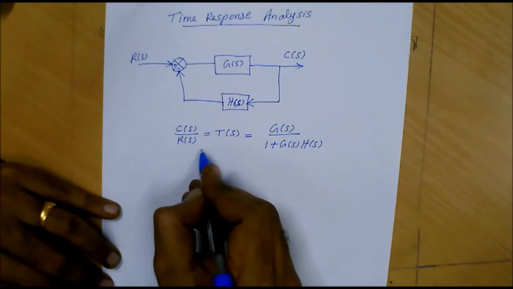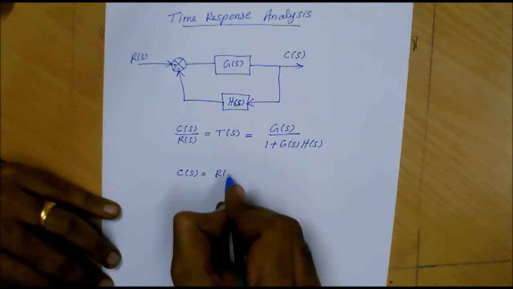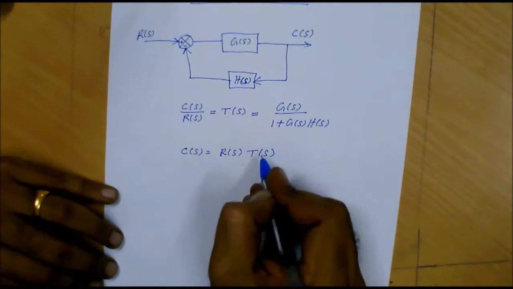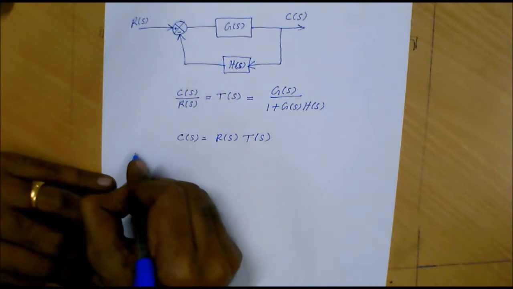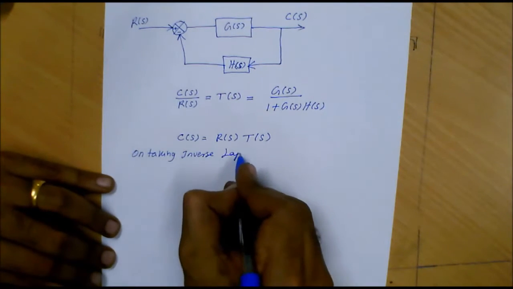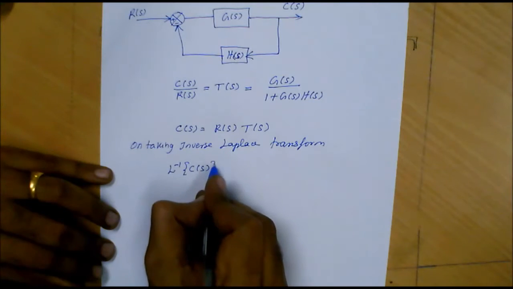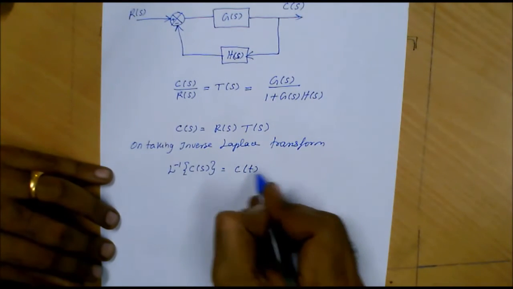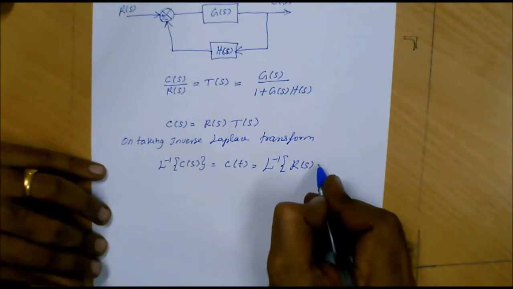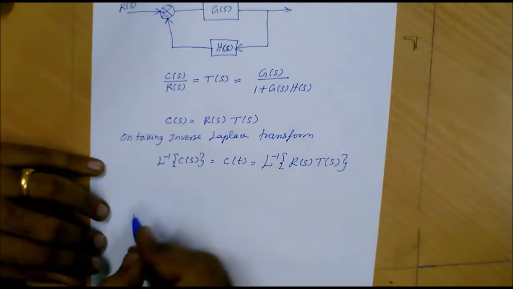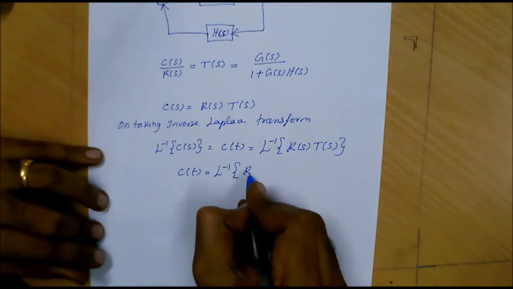To find the time response, let us rearrange this equation. C of S equal to R of S into T of S. So the output C of S equal to R of S into T of S. On taking inverse Laplace transform, L inverse of C of S, which is c of t, is equal to L inverse of R of S into T of S.